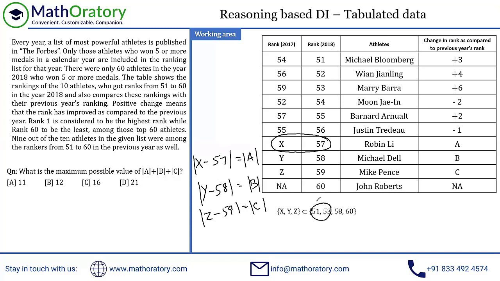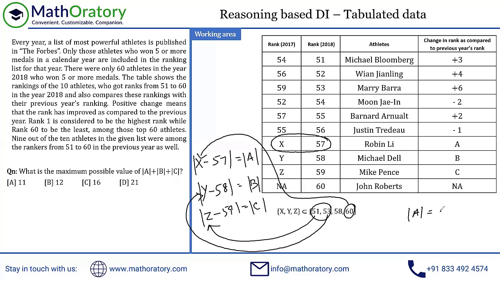Now, where to assign them? Since we are trying to create the maximum difference, I will be assigning the 51 to this Z so that it's farthest away from 59. The 53, similarly, I will assign to the Y. And now there's a choice between 58 and 60 to be assigned to X, right? I hope this is pretty obvious now. I should be assigning the 60 to this X. So effectively what I have is that mod of A comes out to be 3. This is 60 minus 57.